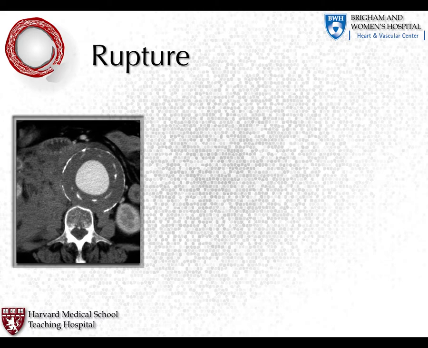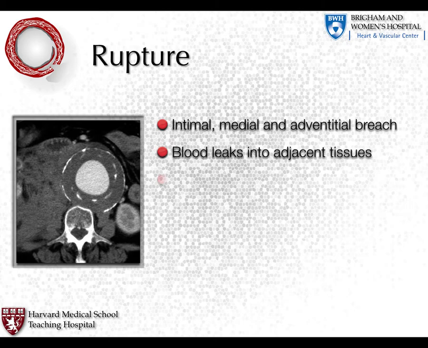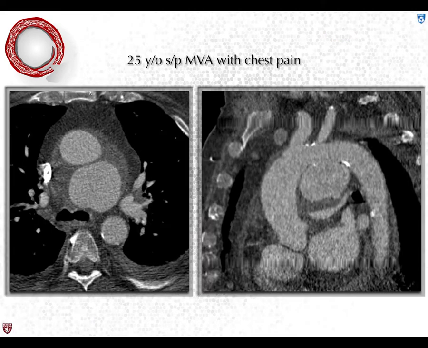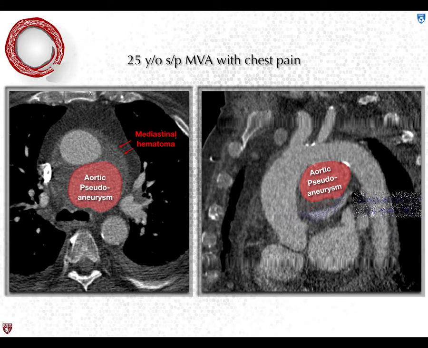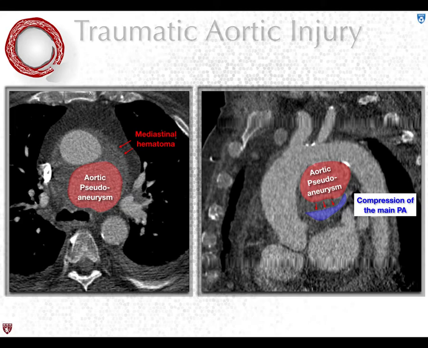Okay. Rupture. So all three layers have been breached. Blood leaks into the adjacent tissues. Without trauma, this does not occur by itself, so we have to have some reason. So here's a 25-year-old kid, motor vehicle accident with chest pain. Here we see a large pseudoaneurysm. We see mediastinal hematoma, and we see compression of the main pulmonary artery. So this was traumatic aortic injury at the level of the isthmus.